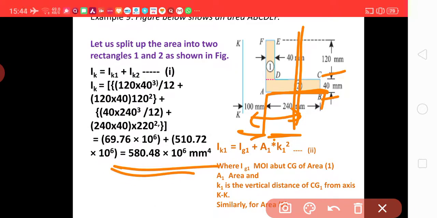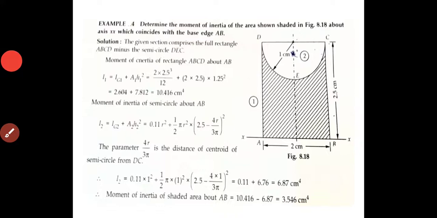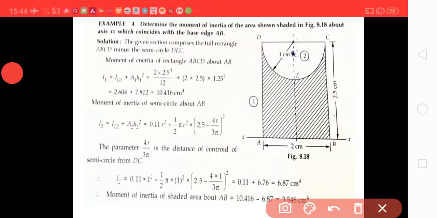Next, another problem will clear it for you further. This is a bit complicated problem. Here, determine the moment of inertia of the area shown shaded in figure 8.18 about the x-axis which coincides with the base edge AB. This problem I have taken from the textbook Engineering Mechanics by Dr. D.S. Kumar.